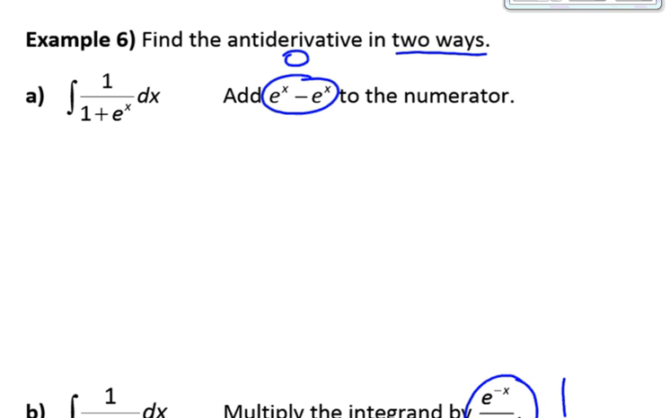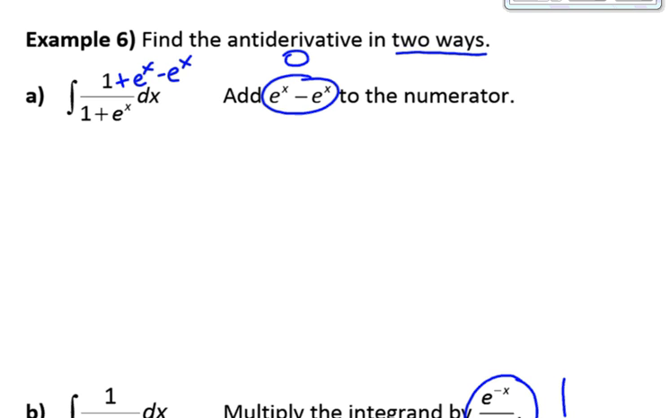So if I add e to the x minus e to the x to the numerator, remember when I took u to be 1 plus e to the x and du was e to the x? Well, my problem was I didn't have an e to the x in the numerator, so let's put one there. If you put one there, then you have to also subtract one there. So we're going to add e to the x minus e to the x to the numerator. So I'm going to say 1 plus e to the x minus e to the x. And essentially, I'm not changing the expression at all because that's just adding 0.